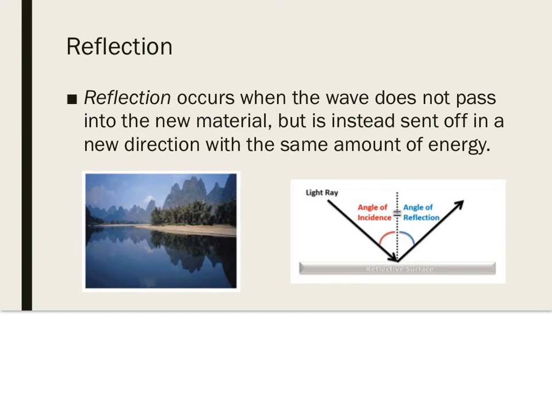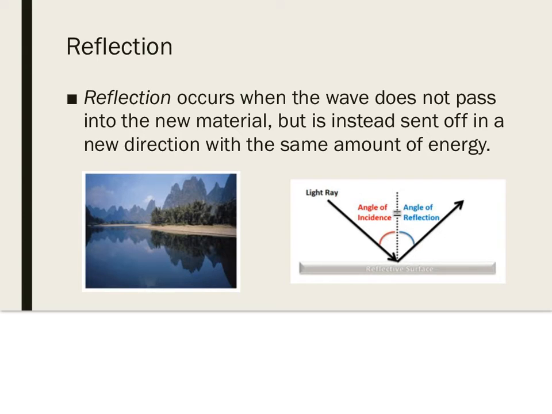So sometimes when a wave encounters a new medium, it is reflected, all right? Reflection occurs when the wave does not pass into the new material, but it is instead sent off in a new direction with the same amount of energy. So when a light wave is reflected, it leaves the surface of the reflected material, like water or a mirror, at the same angle at which it approached it.